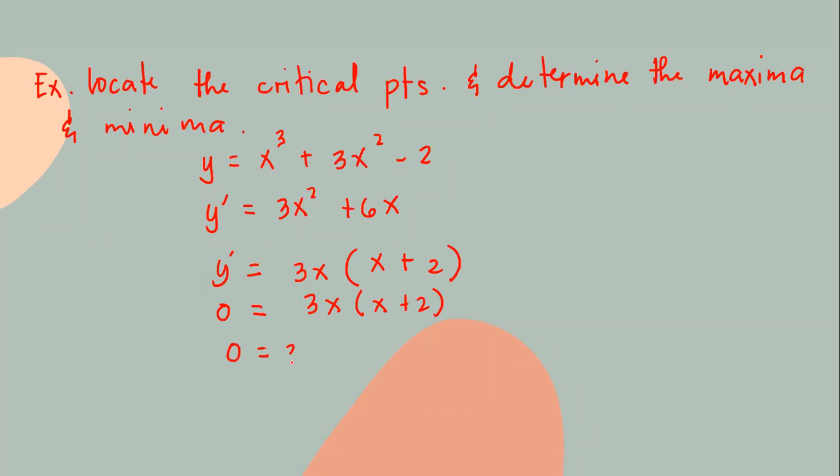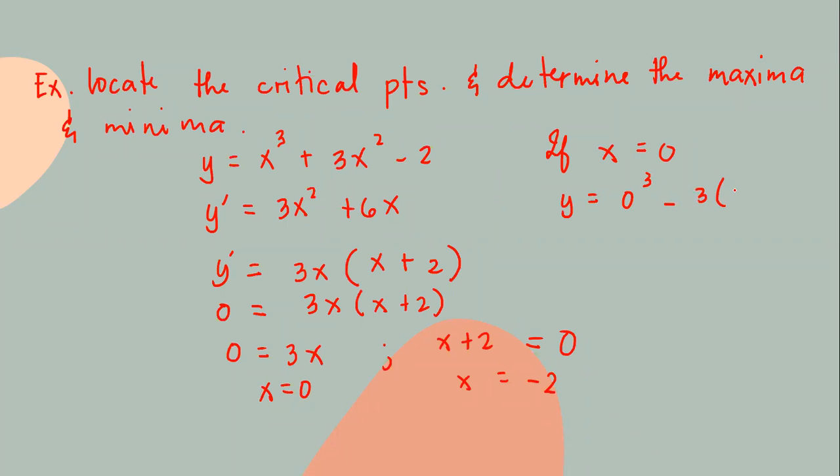Remember that you have 0 is equal to 3x and x plus 2 is equal to 0. Here, your x is equal to 0 and here your x is equal to negative 2. Therefore, we have two values, 0 and negative 2. If x is equal to 0, going back to the original equation, your y is equal to 0 cubed minus 3 times 0 minus 2. Your y now is equal to negative 2. At x is equal to 0, your y is negative 2.